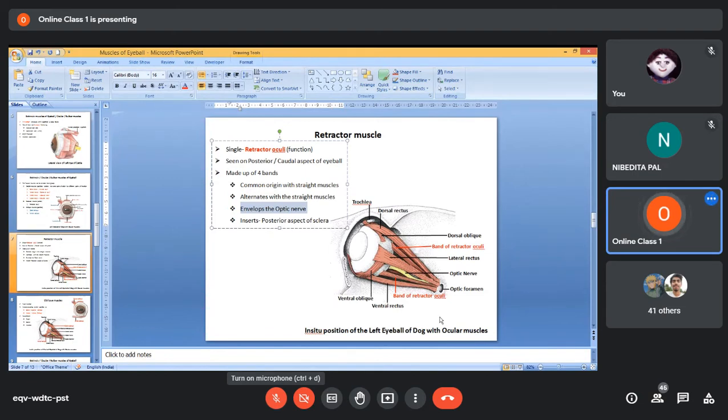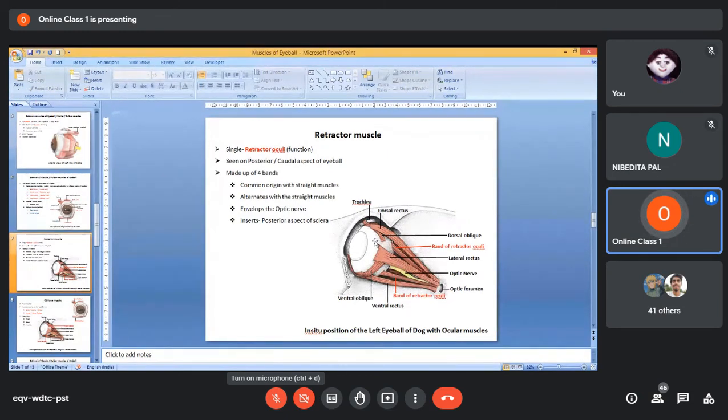The optic nerve comes out of the optic foramen. Around the optic foramen, you will have all these 5 muscles encircling the optic nerve. But as the optic nerve moves towards the eyeball, the rectus muscles diverge out, but the retractor muscle does not diverge. It continuously encapsulates the optic nerve. They envelop the optic nerve and insert on the posterior aspect of the sclera. You see this white structure, this is the sclera, and this is the cornea.